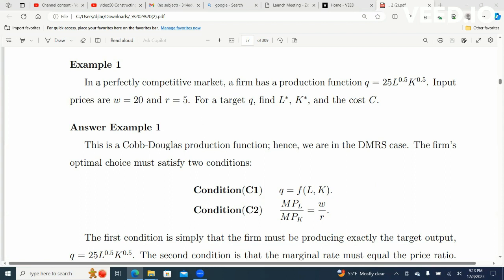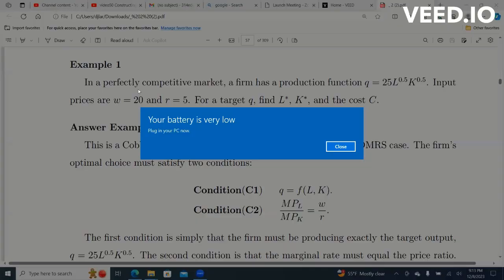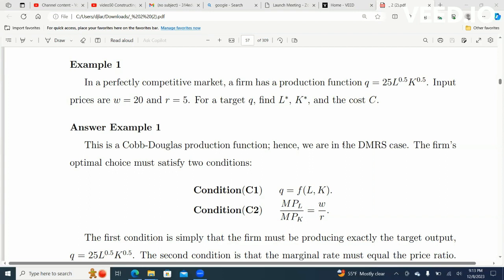What is the example? In a perfectly competitive market, a firm has a production function that, obviously, is Cobb-Douglas. Input prices are W, that's wage equals 20, rent equals 5, W meaning $20 per unit of labor, and capital is tractors or something, but this is conceptual across any possible example. It doesn't actually matter what we're talking about. Wage is 20 per unit of labor, rent is 5 per unit of capital. For target Q, find L star, K star, and cost.